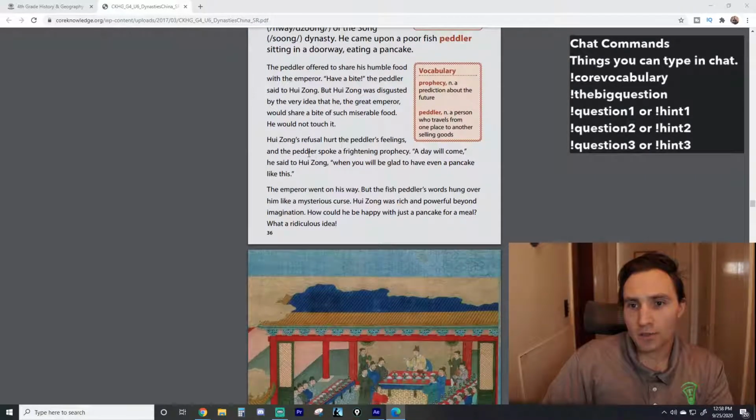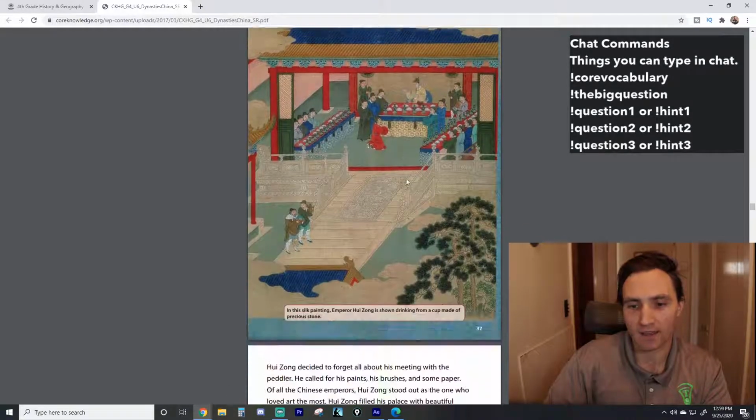So the pancake prophecy is this. The peddler said to Hui Zung, the emperor, "A day will come when you will be glad to have even a pancake like this." So that is the prophecy. There's going to be a day where the emperor is going to fall and that he will be happy to have a pancake. At first he was disgusted, but he's saying there will be a day that you will be glad to have a pancake.